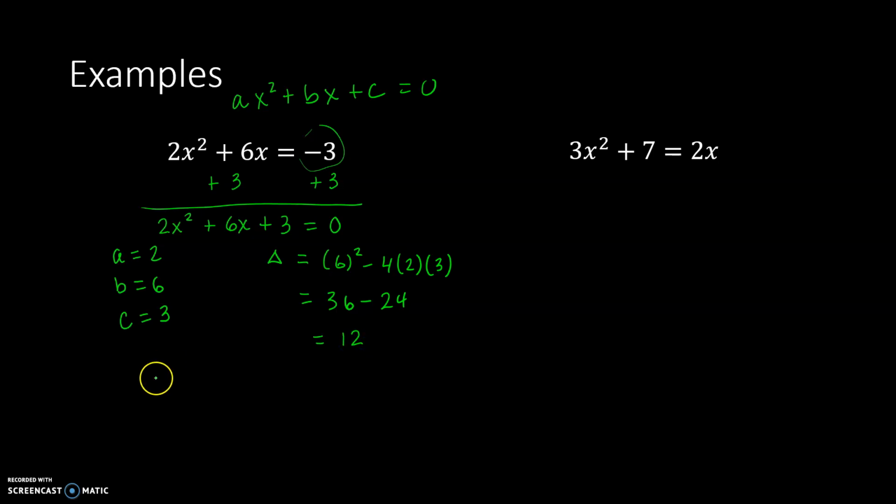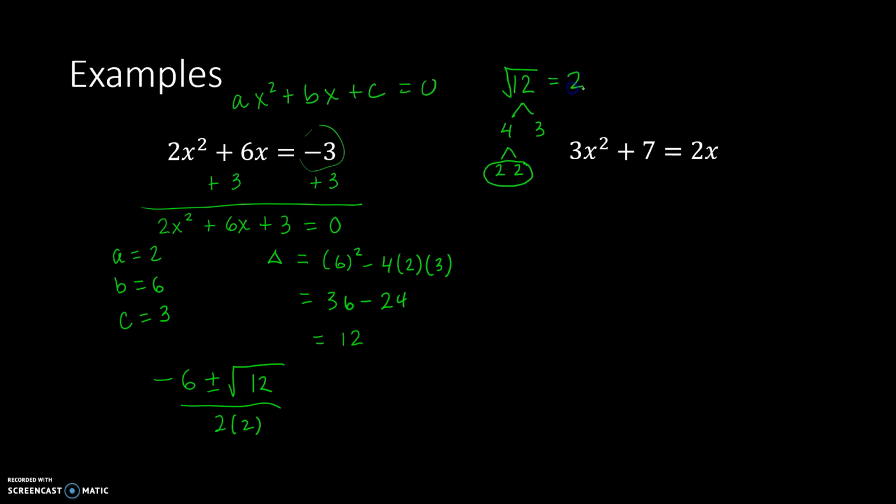And so then we put that into the quadratic formula: opposite of b plus or minus the square root of the discriminant all over 2a. And then I'm going to break up the 12. 12 is 4 times 3. 4 is 2 times 2. So if I take the square root of 12, I would have 2 on the outside times the square root of 3.